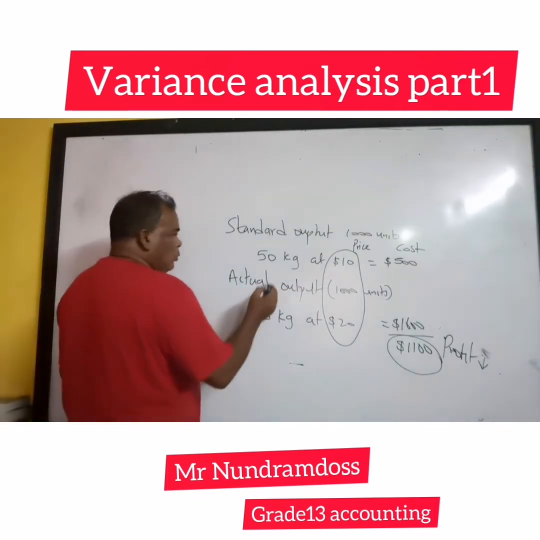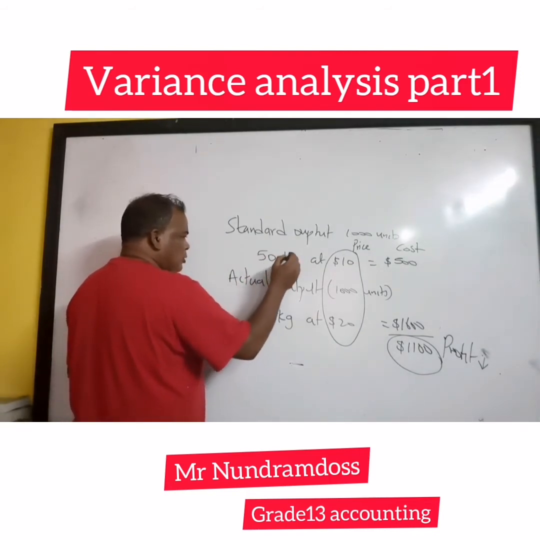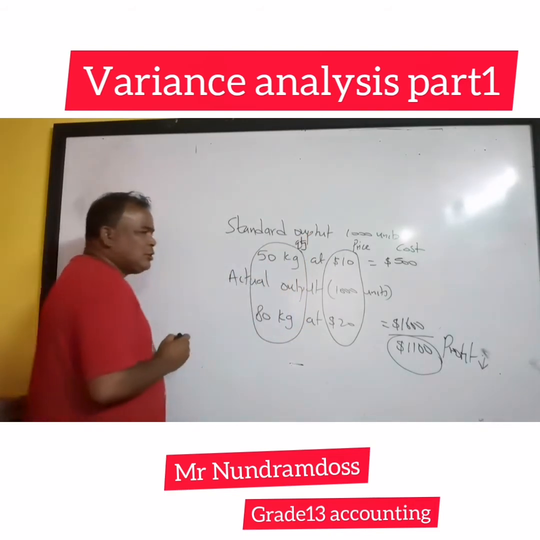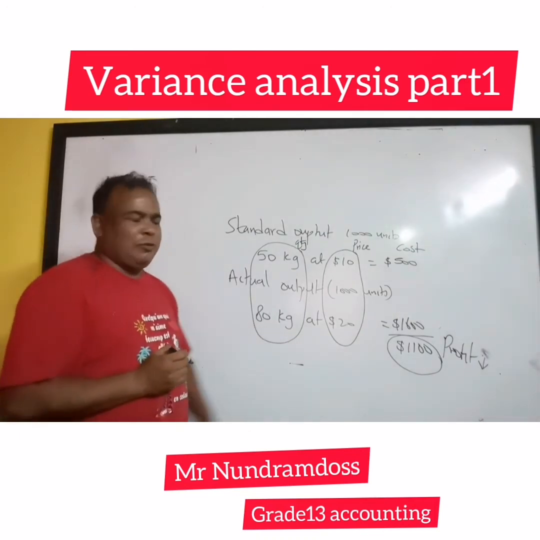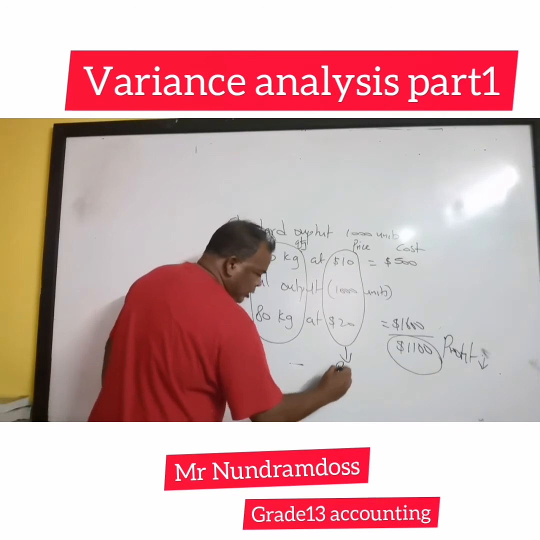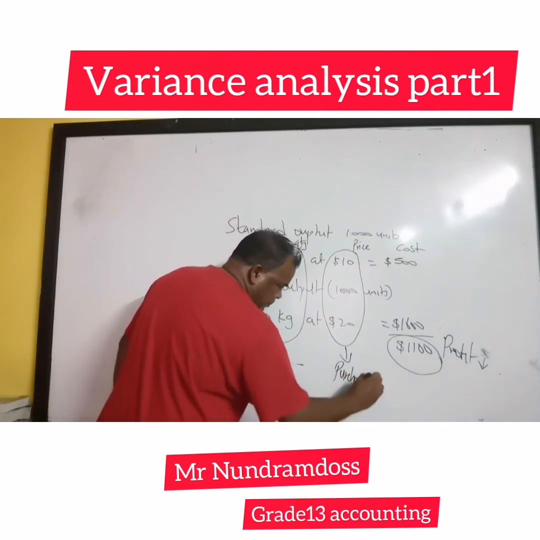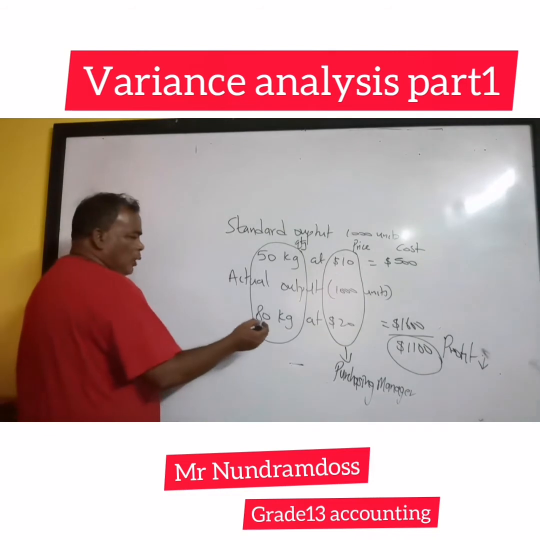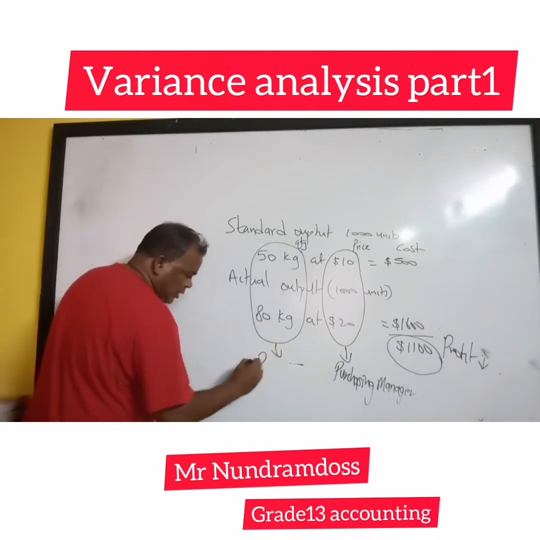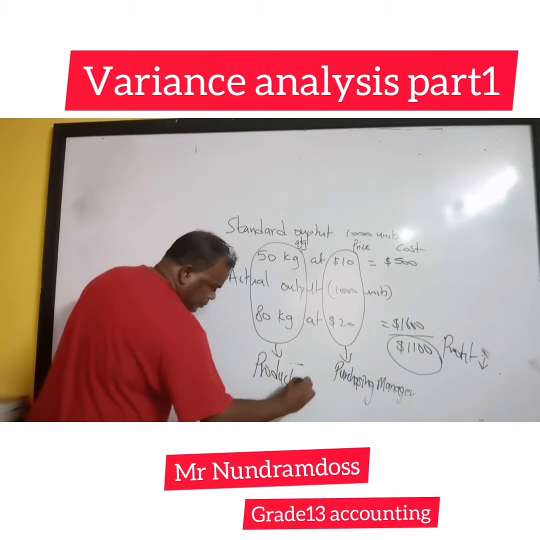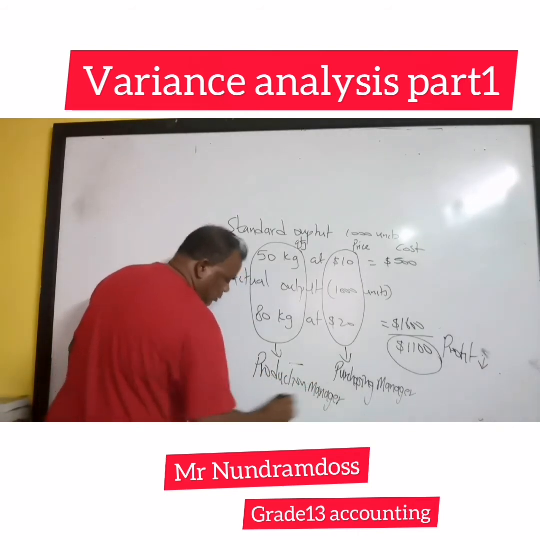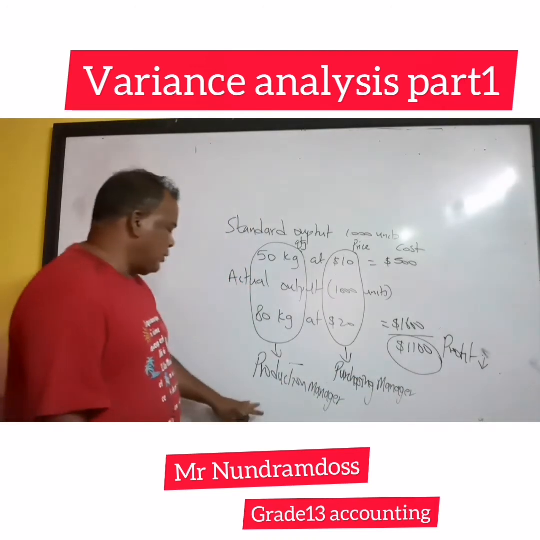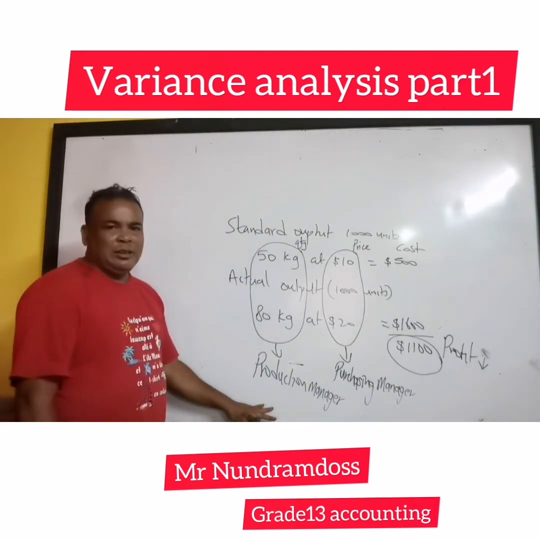And the second factor: we expected to use 50 kilograms in production, but we used 80 kilograms. This is quantity. So these two are responsible for the fall in profit. Price will be under the responsibility of the purchasing manager, because he bought materials at higher prices, and quantity will be the responsibility of the production manager. Now we are going to see how much of the fall in profit is the responsibility of the purchasing manager, and how much is the responsibility of the production manager.